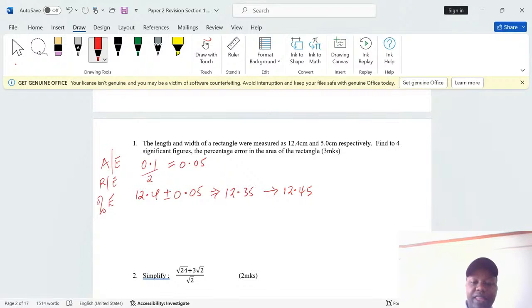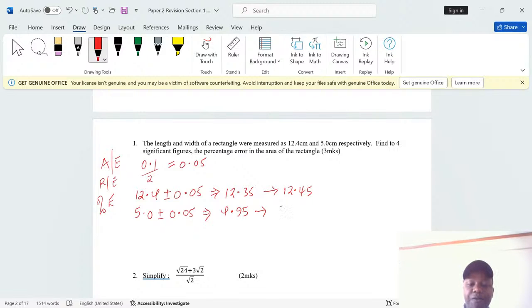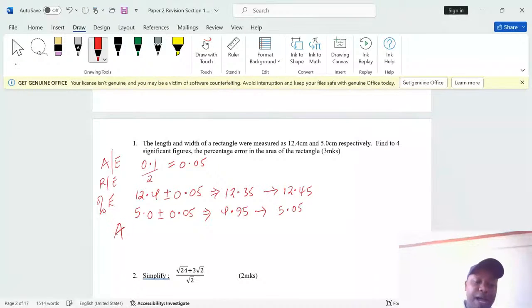Then the width, 5.0 plus or minus 0.05. Therefore, this ranges between 4.95 when we subtract the relative error, all the way to 5.05 centimeters when we add. So we now have the range of the dimensions, the range for the length and the range for the width. Now we can calculate what we call maximum area.